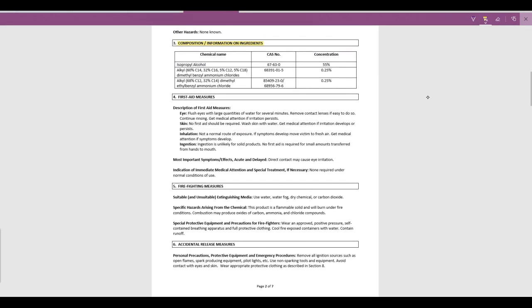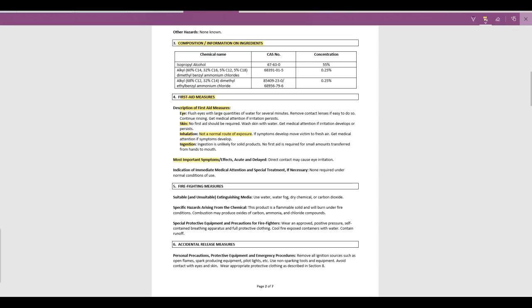The fourth section, first aid measures. How to handle contact exposure. So, if it's come in contact with the eye, with the skin, if you've inhaled it, it tells you here that inhalation is not a normal route of exposure. That's because people don't normally go around huffing these Sani wipes, but in today's society, you never really know. Same thing with ingestion. People don't typically go around eating the Sani wipes, but again, you don't really know. If you have normal small amounts transferred from hands to mouth, it's not really a big deal. But so there's not really a whole lot of first aid offered there.